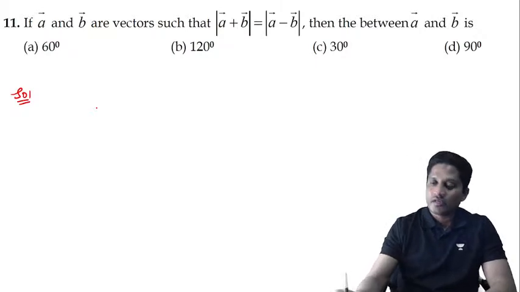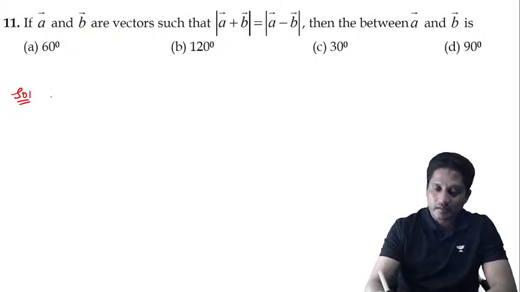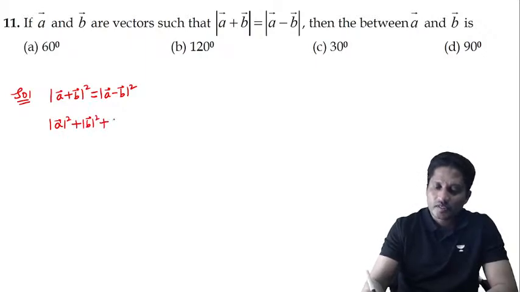Mod of A plus B is equal to mod of A minus B, right? If I square, you get mod of A plus B the whole square is equal to mod of A minus B the whole square. This is A square plus B square plus 2 times A dot B is equal to A square plus B square minus 2 times A dot B.